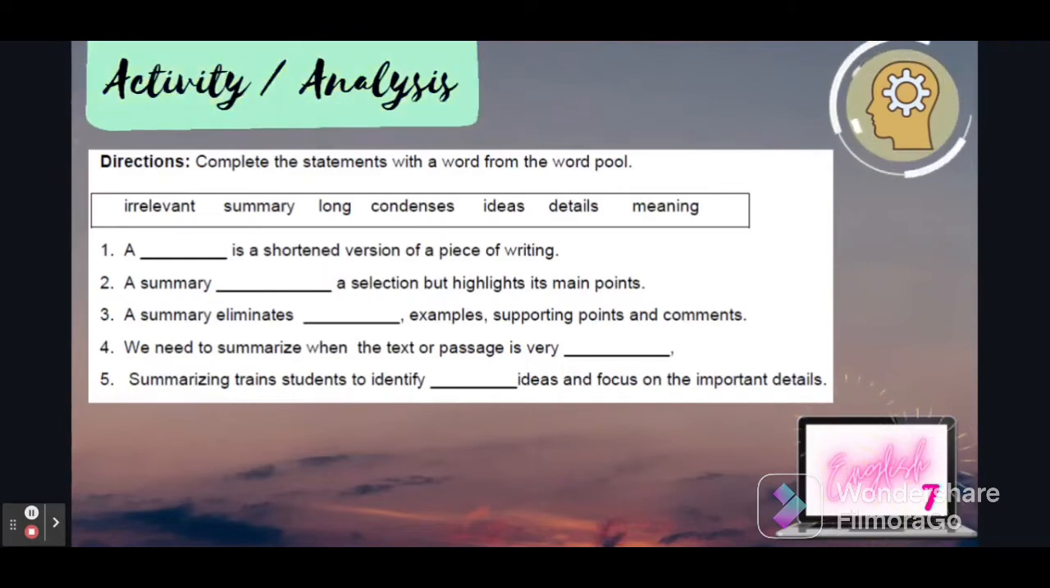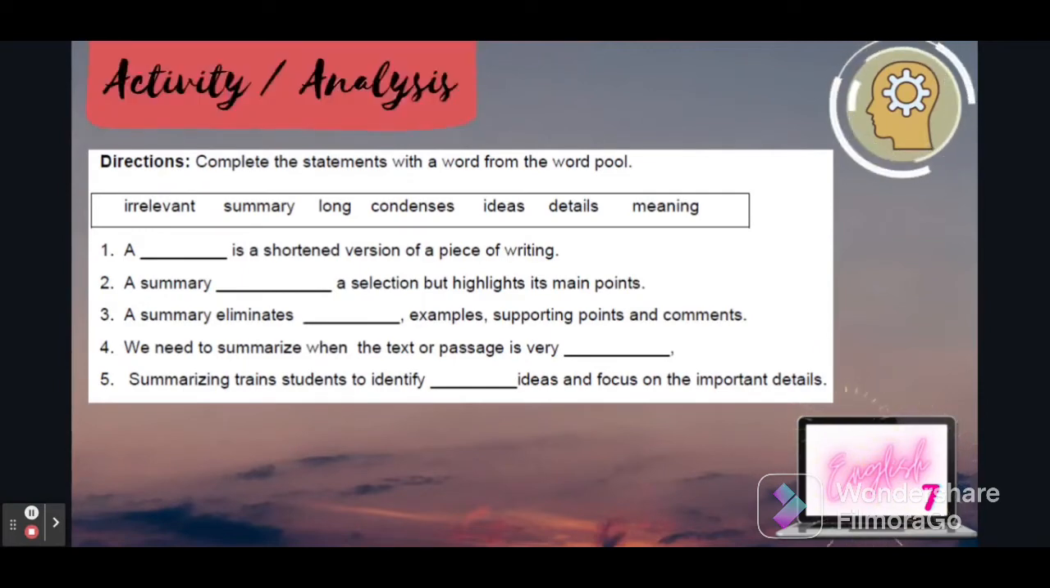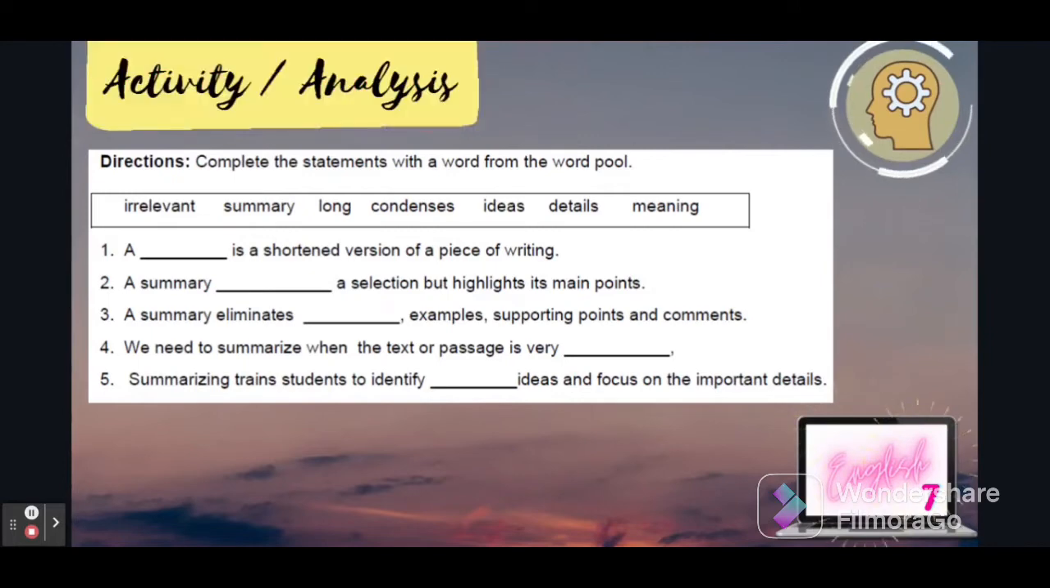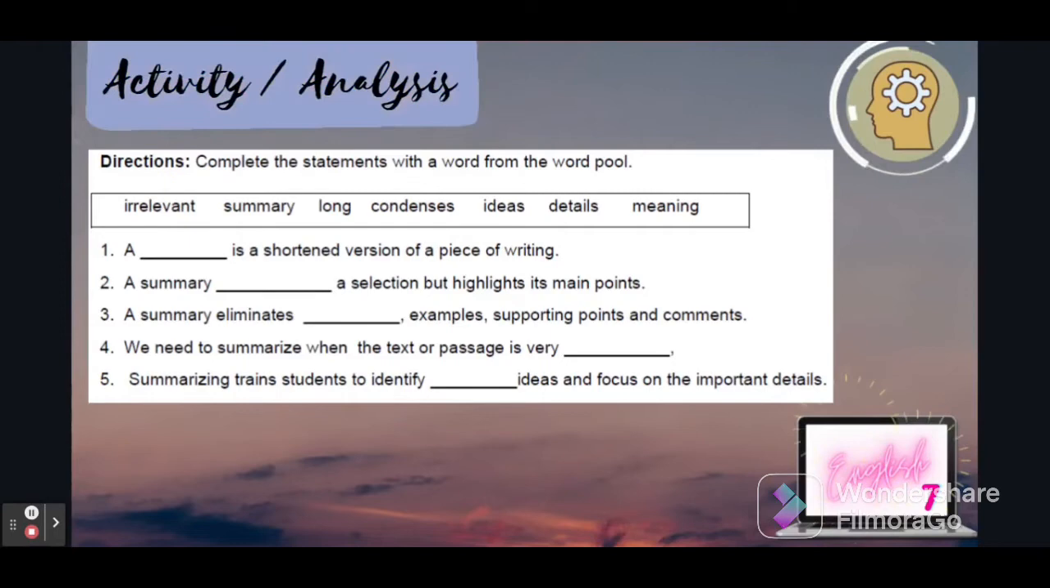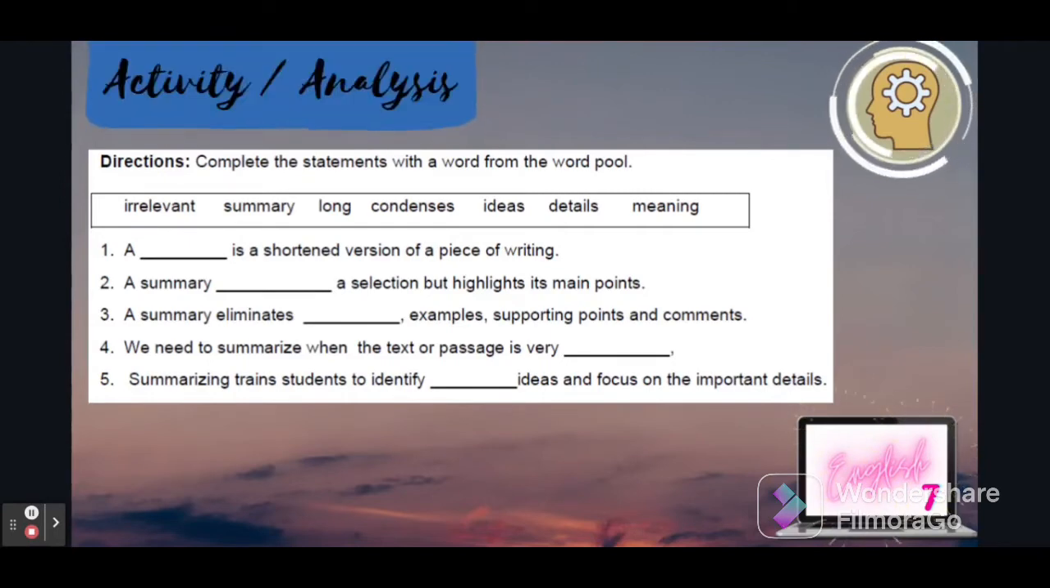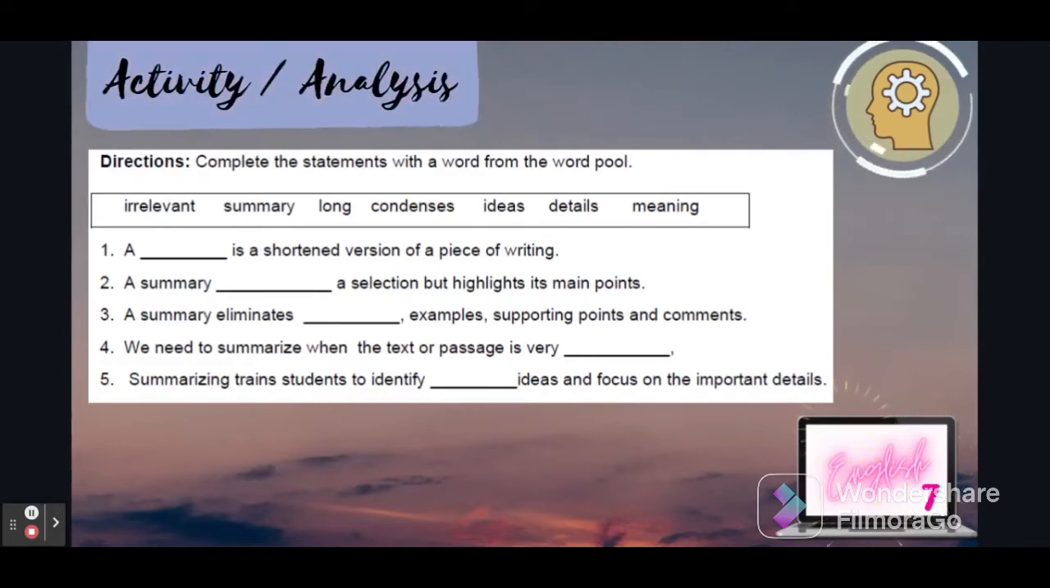Number one, a blank is a shortened version of a piece of writing. The answer is summary. Number two, a summary blank a selection but highlights its main points. The answer is condenses. Number three, a summary eliminates blank, examples, supporting points, and comments. The answer is details. And number four, we need to summarize when the text or passage is very blank. The answer is long.